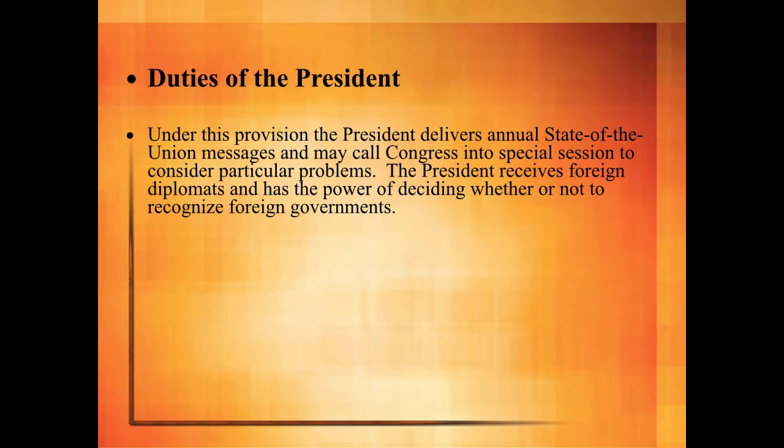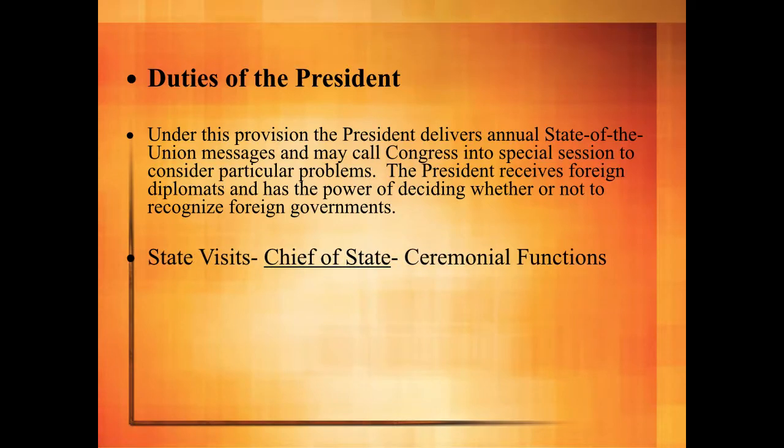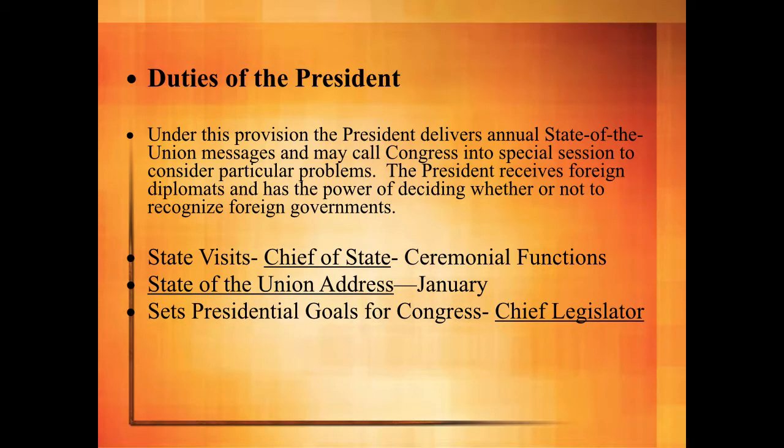Moving on, duties of the president look like this. Under the provision, the president delivers a State of the Union, right? So he is the chief of state, so he is in charge of all the ceremonial functions. We'll see a couple pictures a little bit later on, things like state visits, visiting other countries. He gives the State of the Union each January, right? It addresses Congress, says, this is my plan, this is what I would love to see happen in the country. Keeping in mind, right, Congress can do whatever it wants, but it does need the president's approval to do so. And it sets the goals, right?